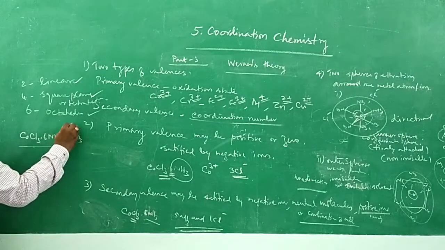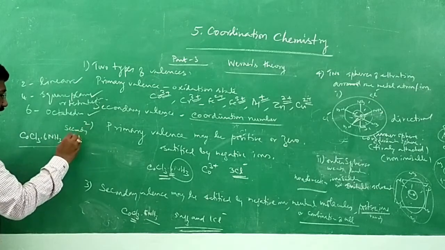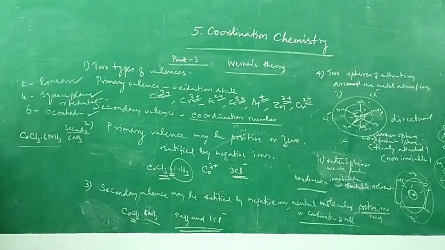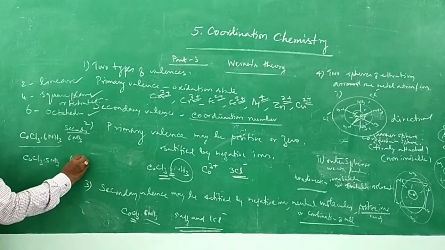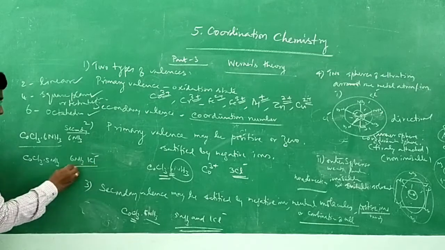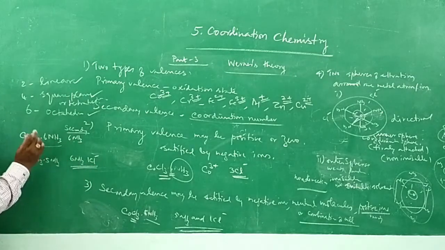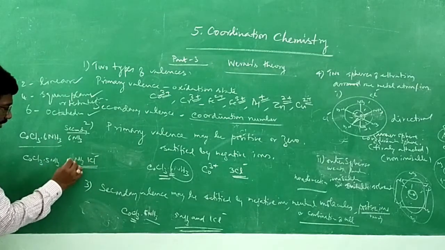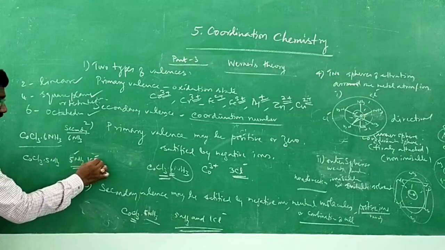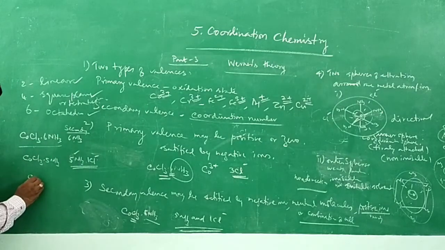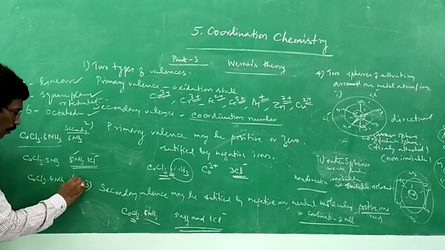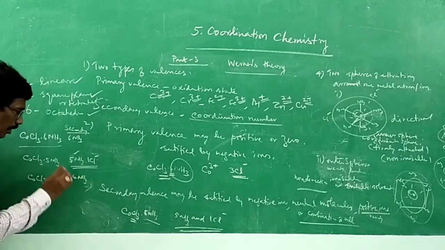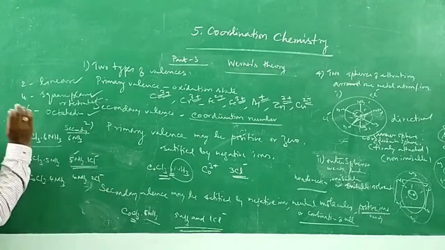Secondary valency is satisfied by 6 ammonia ligands. If I write CoCl3·6NH3, it has 6 ammonia ligands. For CoCl3·5NH3, secondary valency is satisfied by the combination of 5 ammonia neutral molecules and 1 negatively charged chloride ion. Suppose it is CoCl3·4NH3, then 4 ammonia neutral molecules and 2 chloride ions satisfy secondary valency.